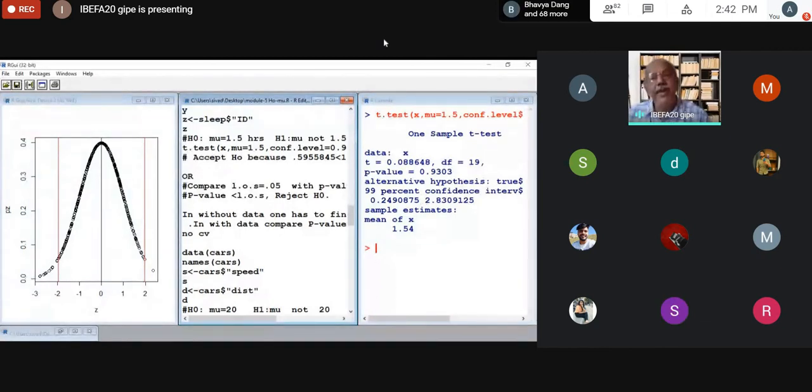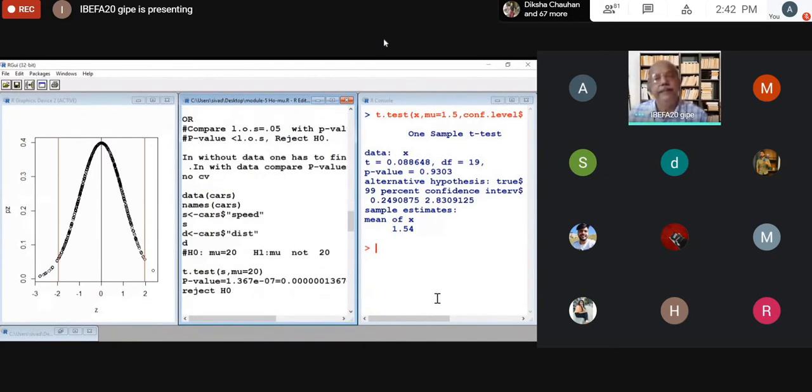The p-value is 0.9303, which is greater than the level of significance. What is the conclusion? Accept H0.